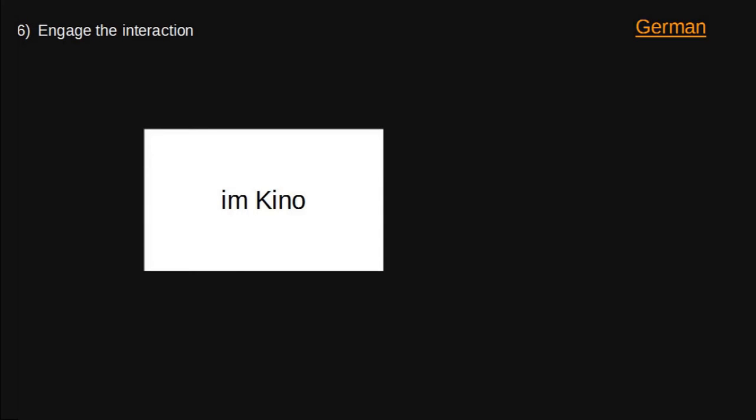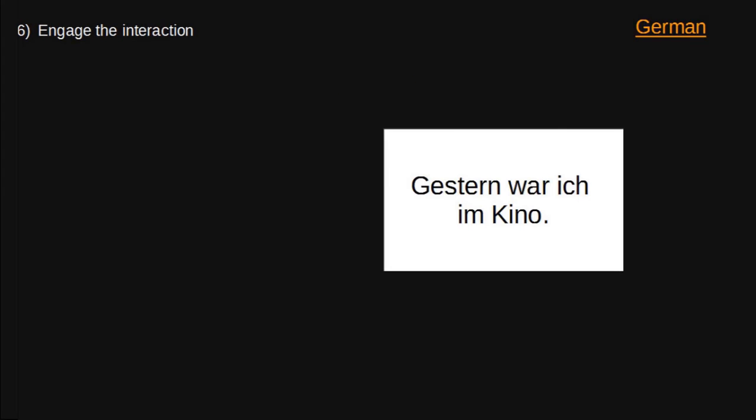So here's our prompt on one side of the flashcard, im Kino, which is at the cinema. And when we see this and when we read this, we want to then speak and say the full sentence of our response, which is, see if I can remember, gestern war ich im Kino. And then we flip over the card and check our answer. Yes, gestern war ich im Kino. Yesterday I was at the cinema.